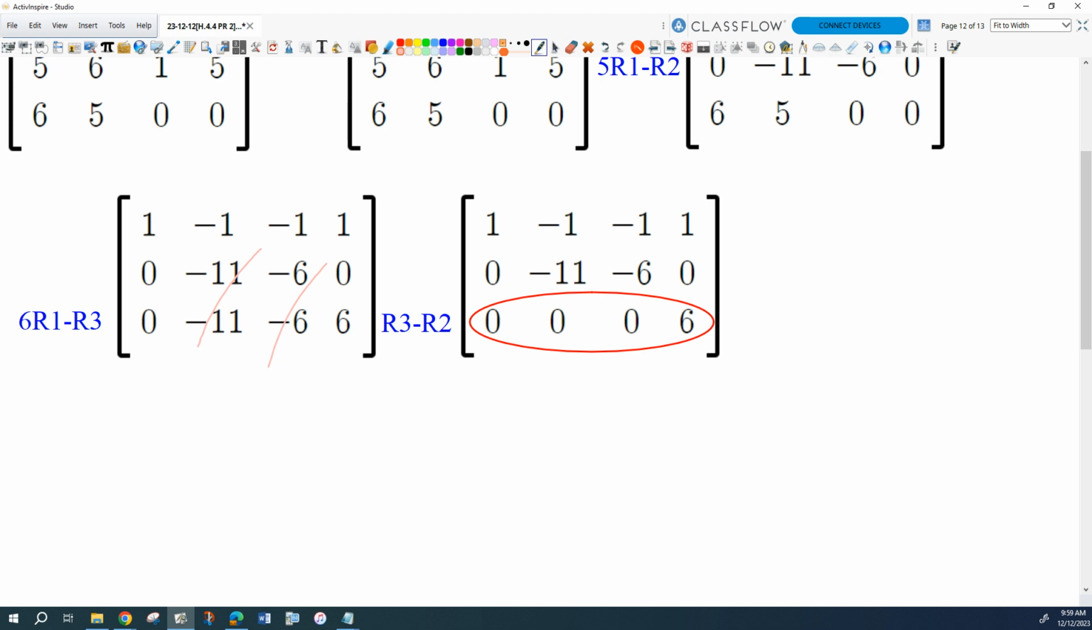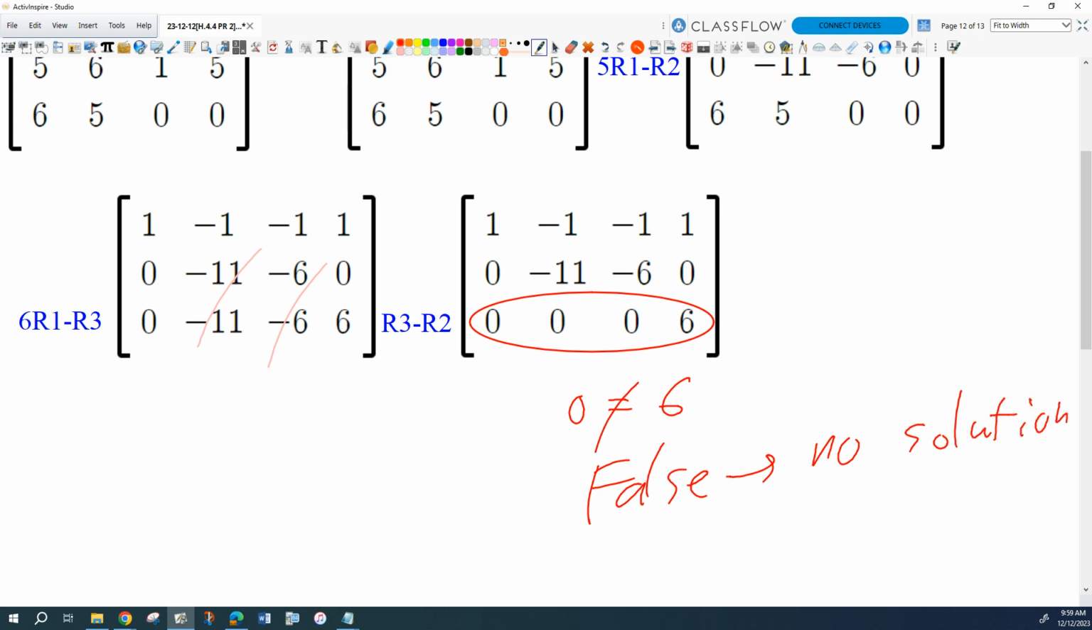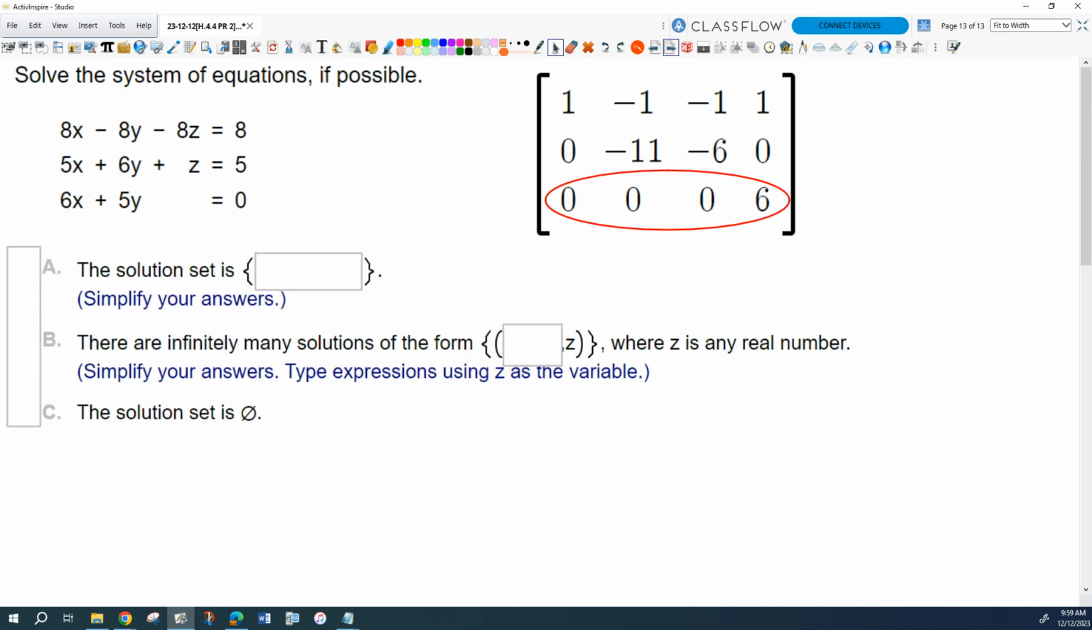Anytime the bottom row gives you a false statement like that, where 0 equals 6, that means there's no solution. So those 3 planes never have a common intersection. Okay? Make sense? And if we had to answer that one, obviously that one's just going to be option C. Okay?